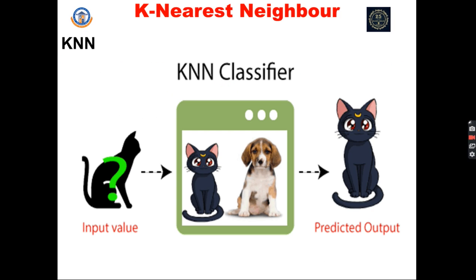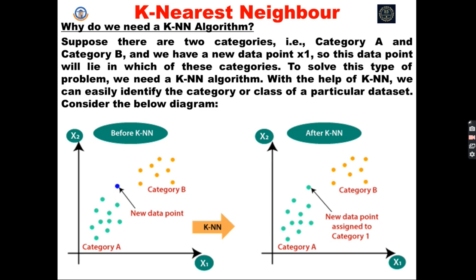Let's see the example for the KNN classifier. As we saw before, for the input value we couldn't identify whether it is a dog or a cat. We can just see the image. By using the image given in the picture with the KNN classifier, it has predicted the output as a cat. So this is how the KNN classifier works here.